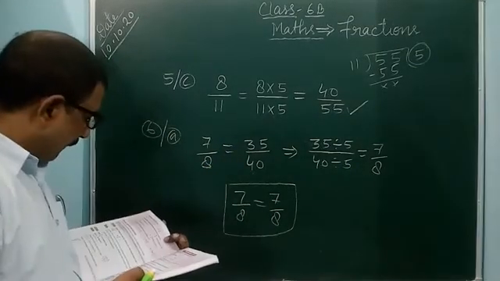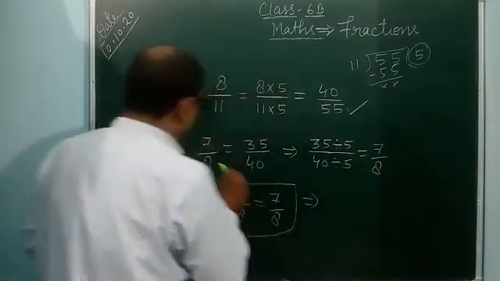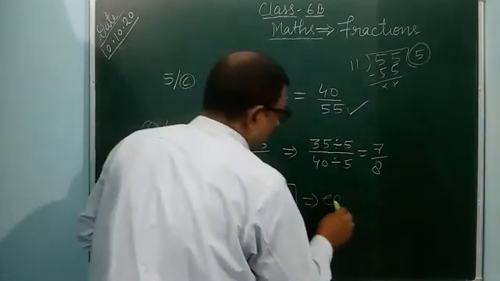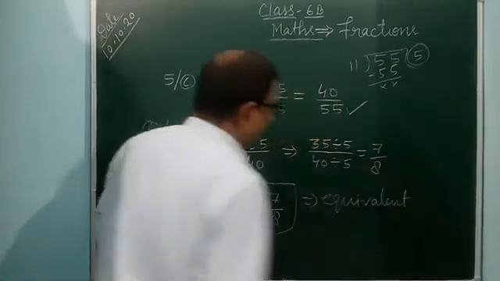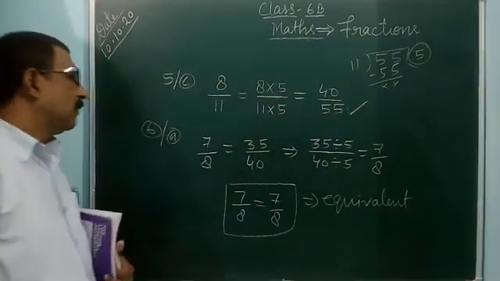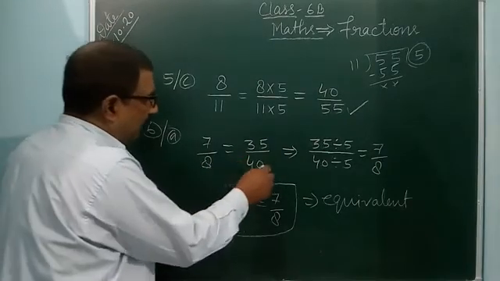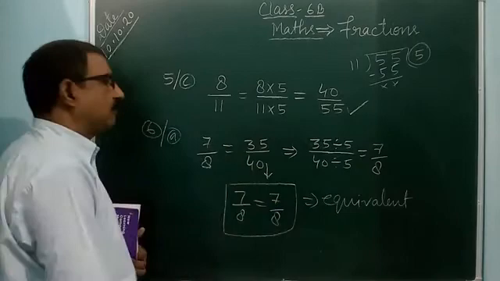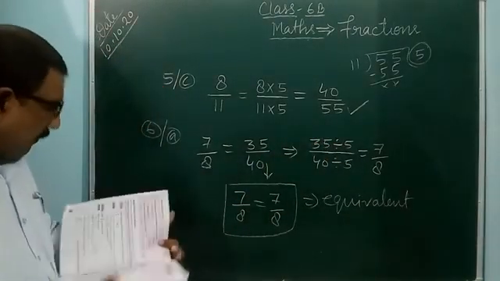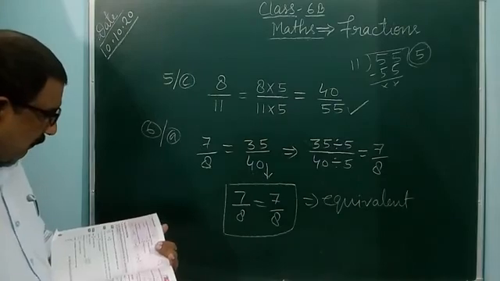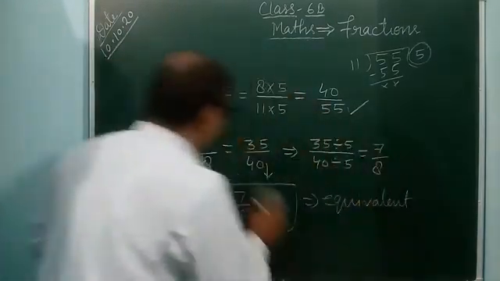Both are equivalent fractions. So here you can write equivalent. Because here also 7 by 8, here also 35 by 40 reduces to 7 by 8. Like that you can do the solution. In this way, 7b also you can check.